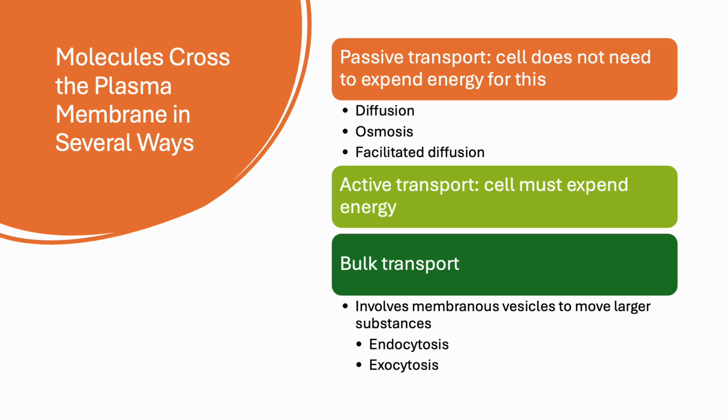For moving very large molecules or bulk materials, cells use vesicles. Endocytosis brings substances in, while exocytosis expels products or wastes. Together, these processes ensure cells maintain homeostasis and interact efficiently and effectively with the environment.